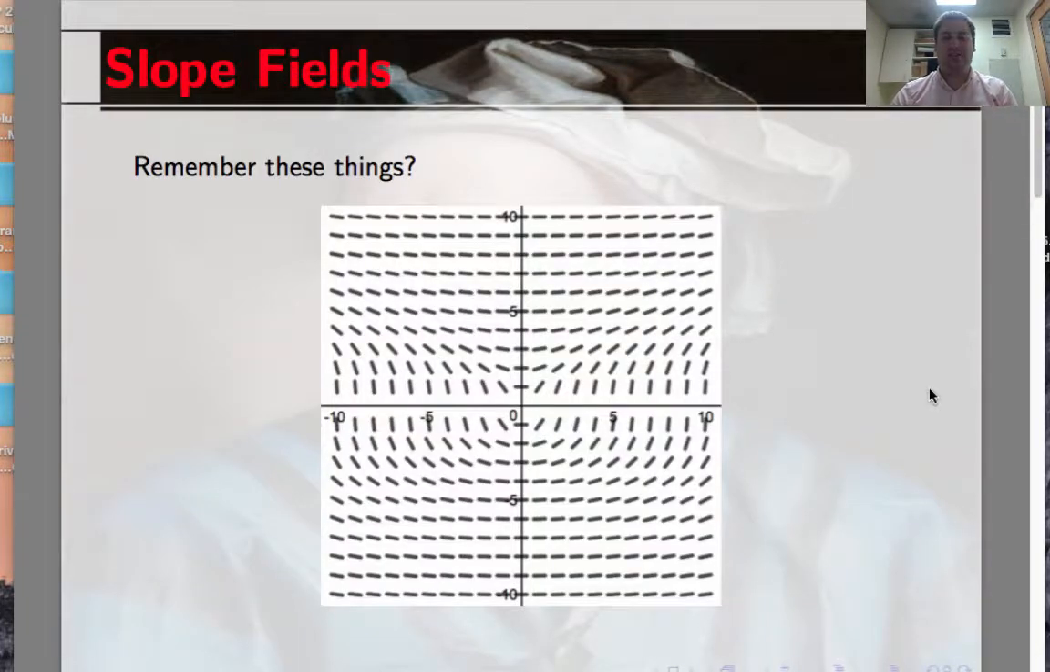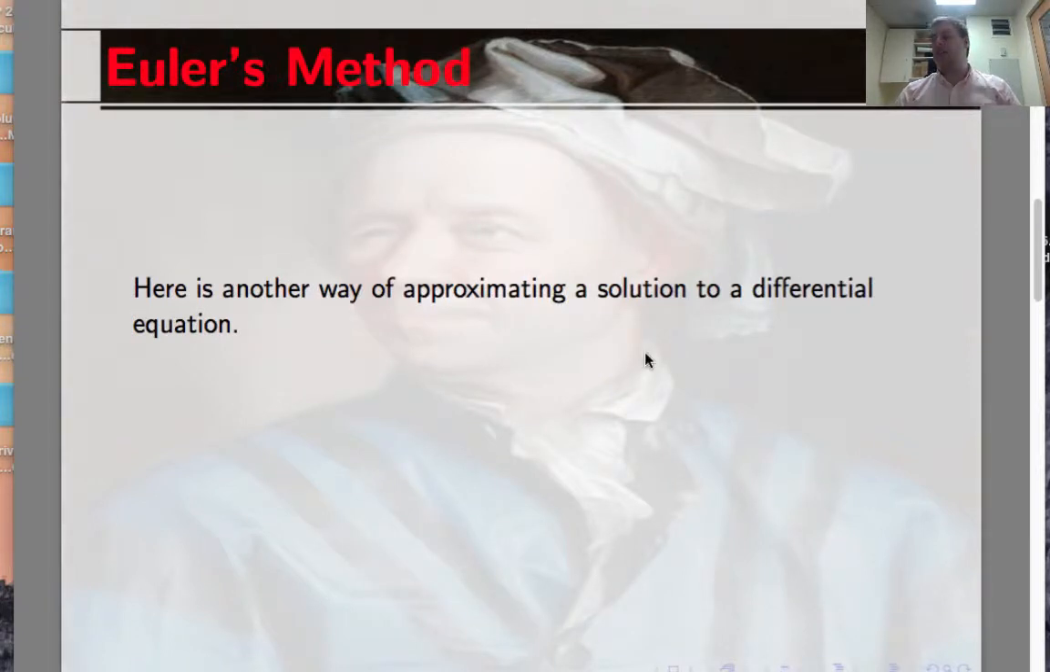Remember these things? They were good times. A slope field is a way of visually representing a differential equation. If we knew an initial point, like let's say that I know that I'm going through this point right here, 3, 0, what would the solution look like? Well, you basically just connect the dots here, so it looks something like that, maybe. That looks like the solution that goes through that point based on the slope field.